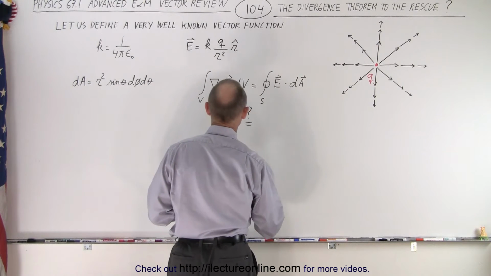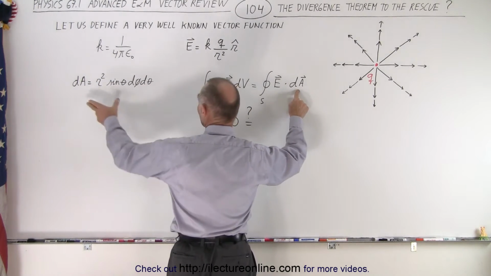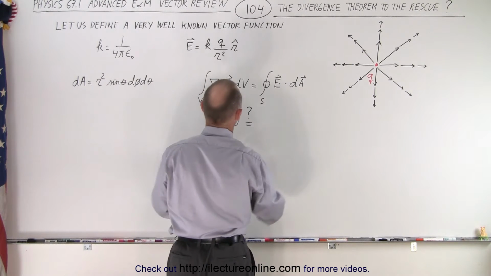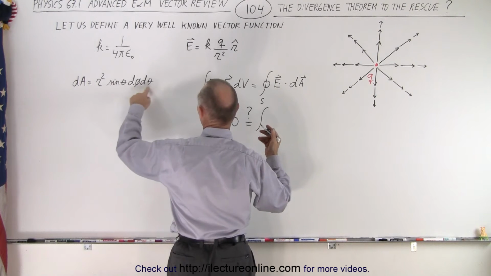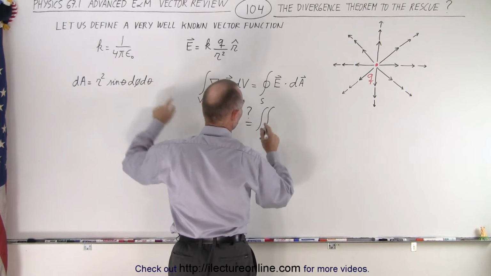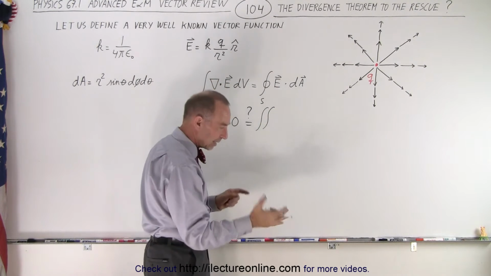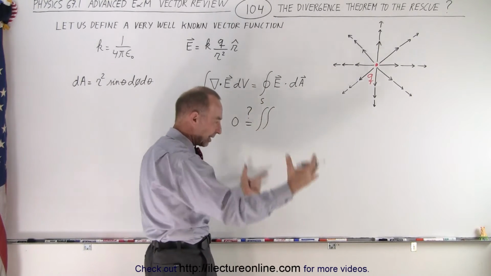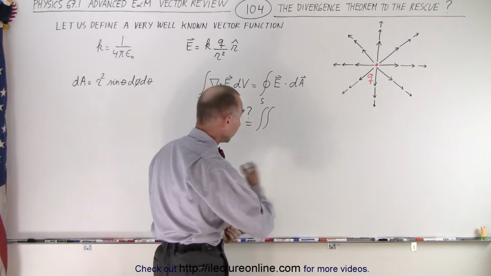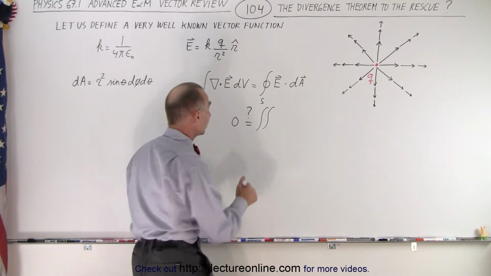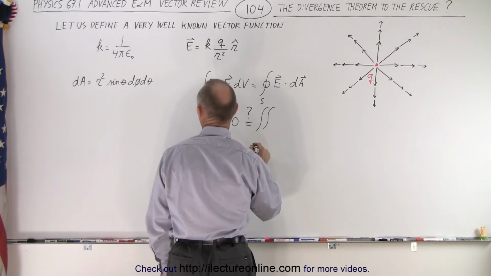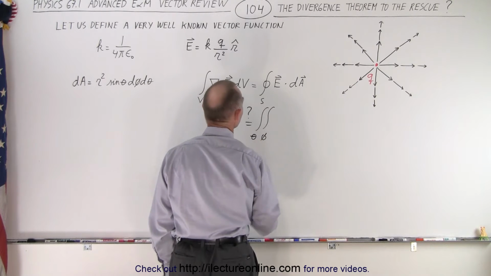Now remember that the dA can be defined in spherical coordinates like this. So this is equal to the surface integral. Now we have to integrate over two components. We're going to have to integrate over theta and over phi to get the entire surface of the sphere. We don't have to integrate over the radius because the radius is a constant for a sphere. So it's a double integral over theta and over phi.